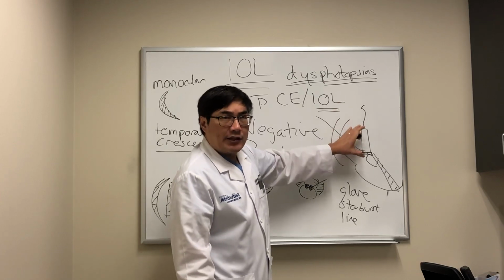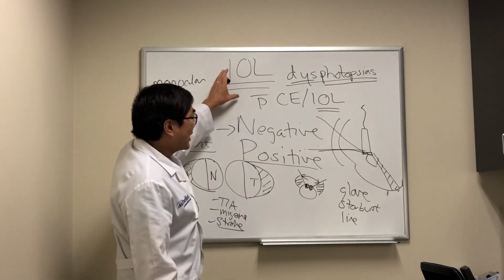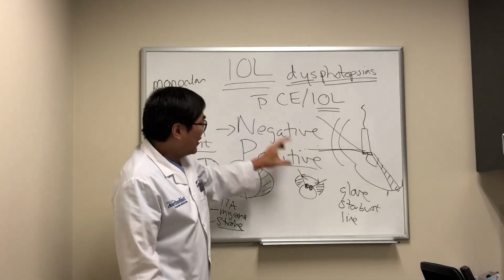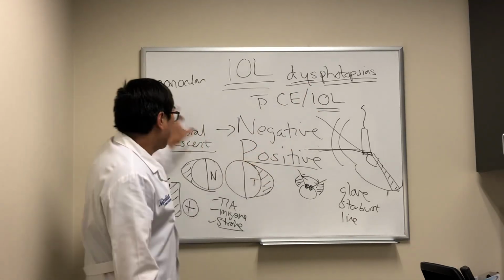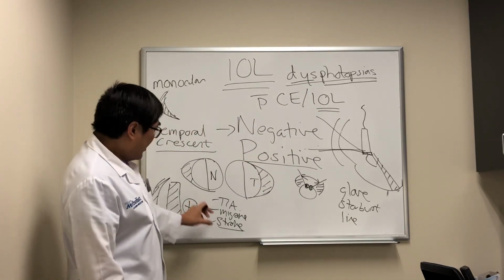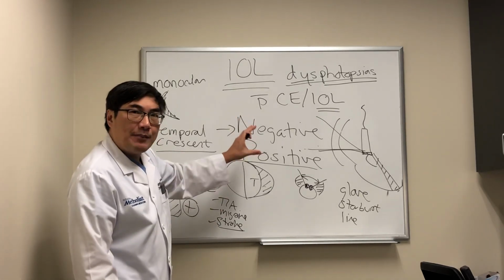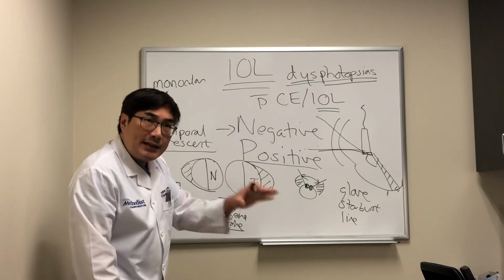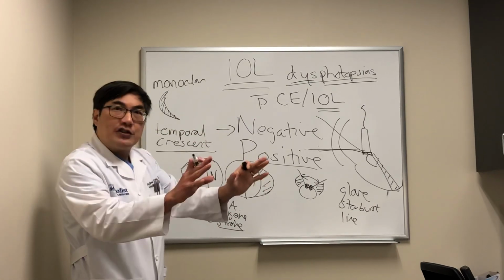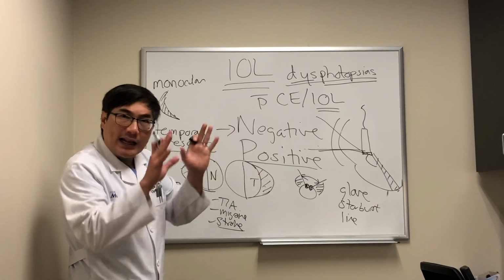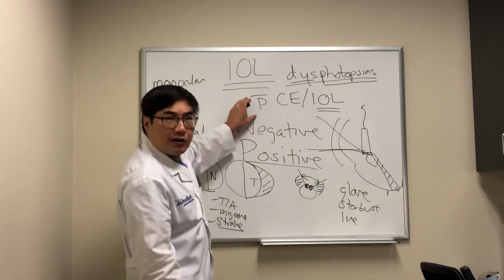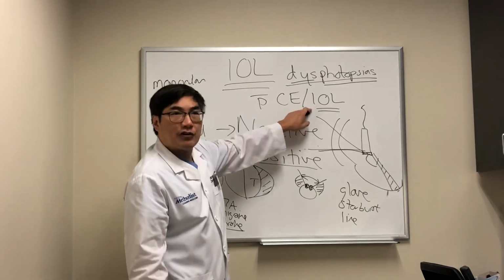The main thing you need to know in neuro-op is the intraocular lens dysphotopsia, negative and positive, can mimic the monocular temporal crescent, migraine, TIA, or stroke, and you need to be able to identify the key portions of the stem: intermittent, different symptoms based on lighting conditions, and occurred after cataract extraction with intraocular lens placement.